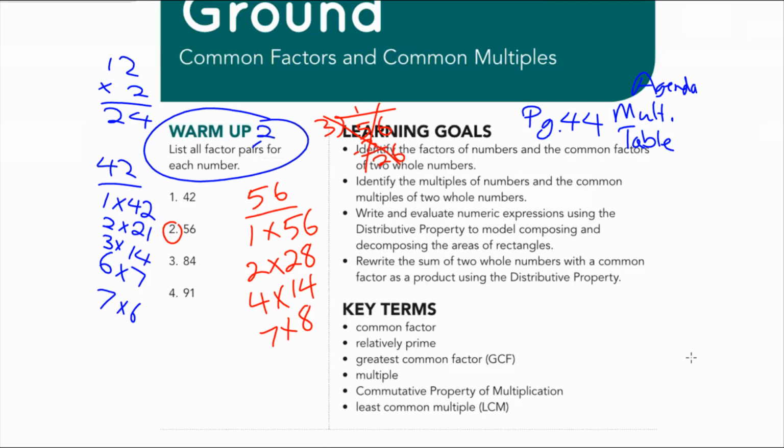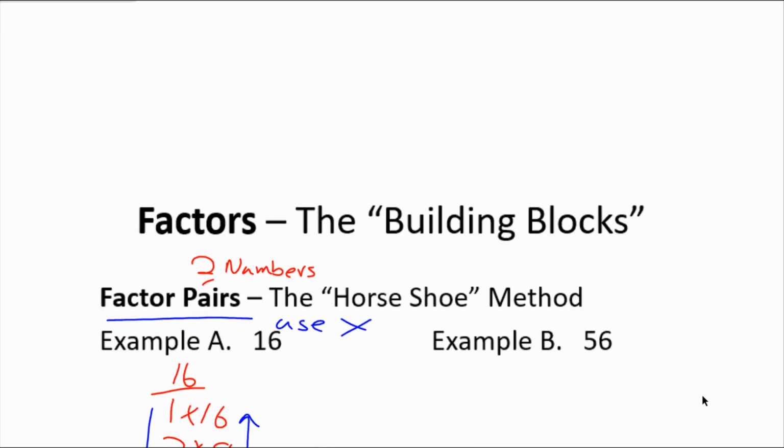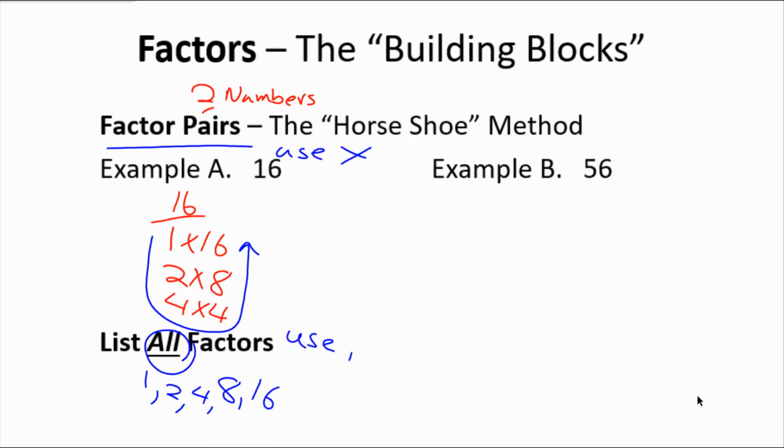So we went to the next page, and we'll come back to that other one, and I talked to you about factors being the building blocks of things, right? So factors are what you multiply together to get something bigger. So again, pairs of factors, we looked at 16, all right? So we have 16 is 1 times 16, and 2 times 8, and 4 times 4, all right?